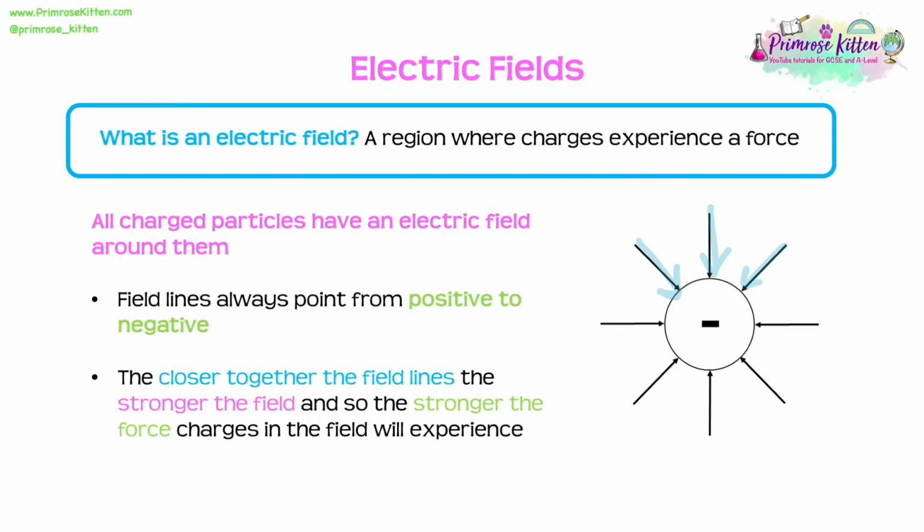Here you can see we've got a negatively charged particle, and we can see a radial field around it where all of these arrows are pointing inwards. That's because it points from positive to negative. And so because this is a negative particle, we're going to draw on our field lines pointing towards the negative.